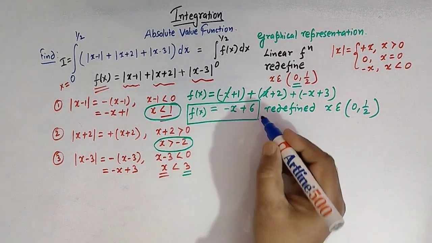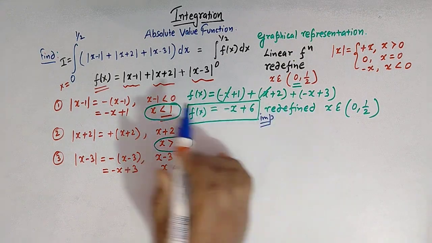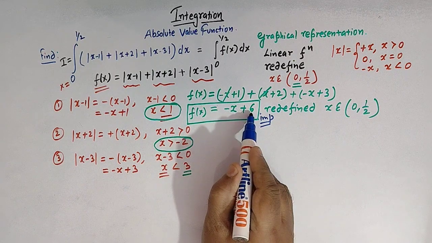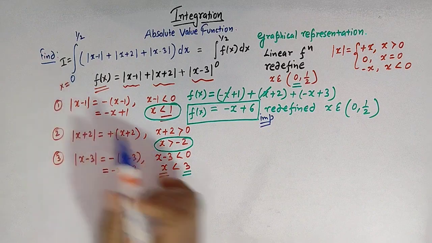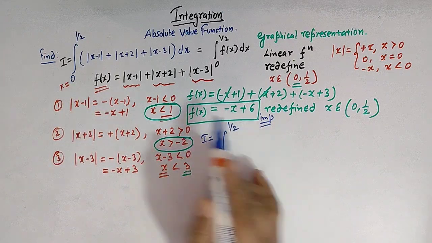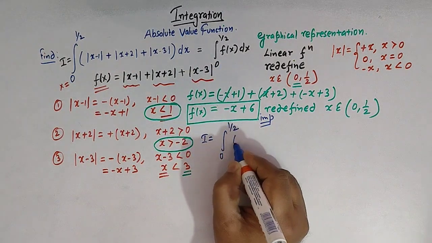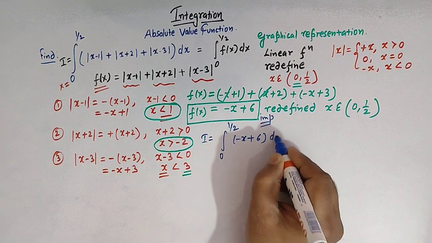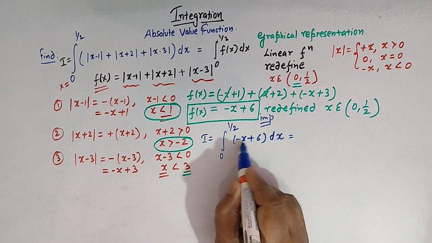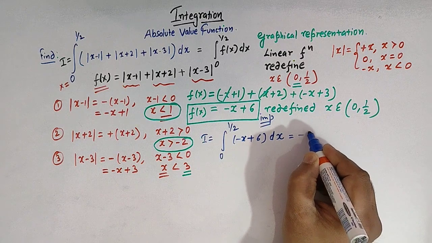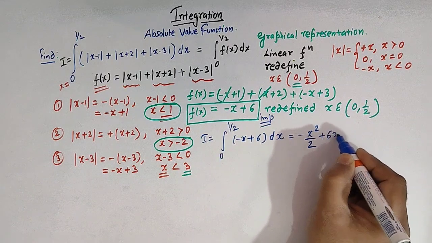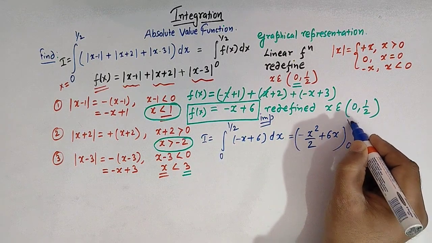So viewers, this is the most important step of this problem, right? So f of x is equal to negative of x plus 6, right? So now this integral I can be written as 0 to half, and here we have for f of x, now we can write minus x plus 6 and dx. So now we have a very simple integral, and we can now have the integral of x, that is x square over 2, and integral 6 dx is simply 6 of x, and limits are from 0 to half, right?